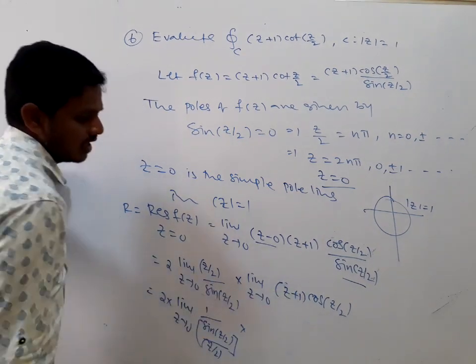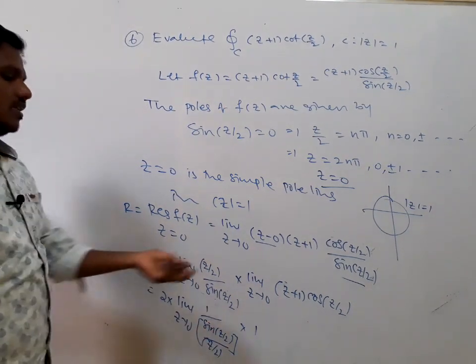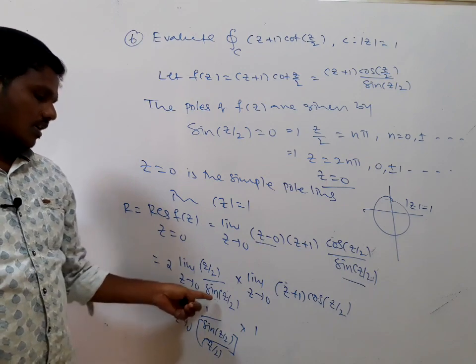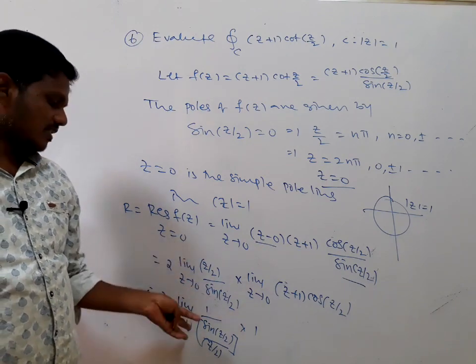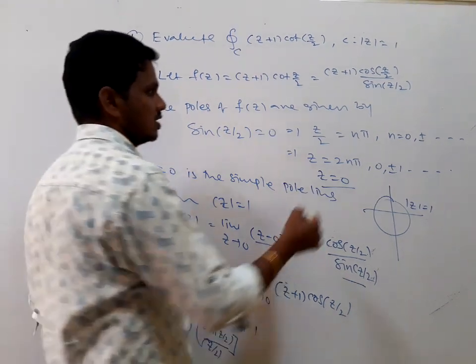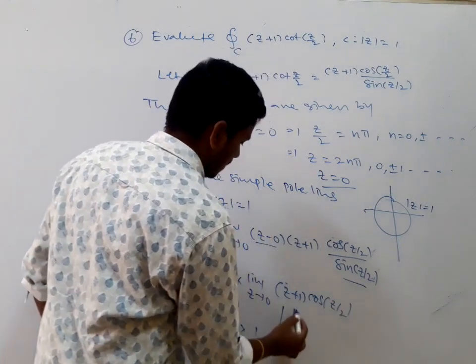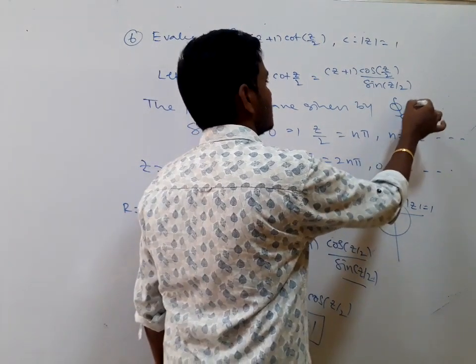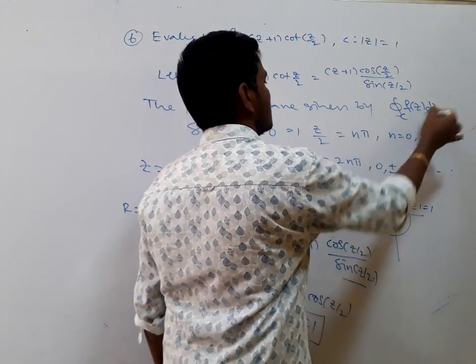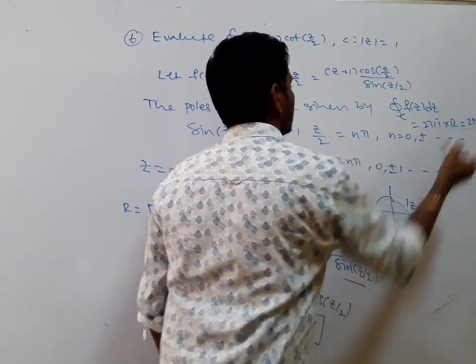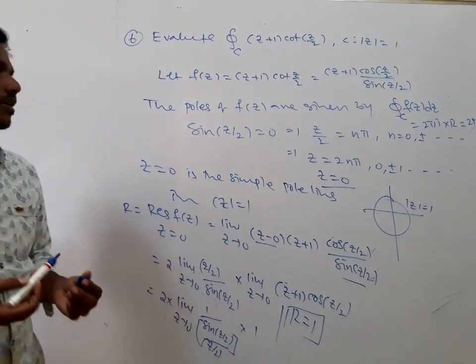Into 0 plus 1 cos 0, where 0 plus 1 is 1 and cos 0 is 1. As you know, as x tends to 0, sin x by x is 1, this is 1 also, right, 1 divided by 1 into 2. So the residue r equals 1. So the answer is the integral over C of f of z dz equals 2 pi i into r, which is 2 pi i, right. This is the problem. Okay.